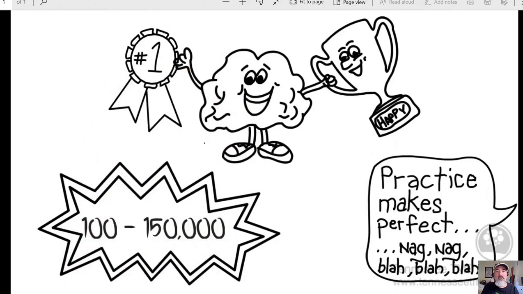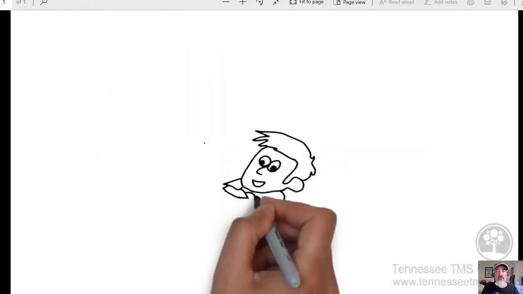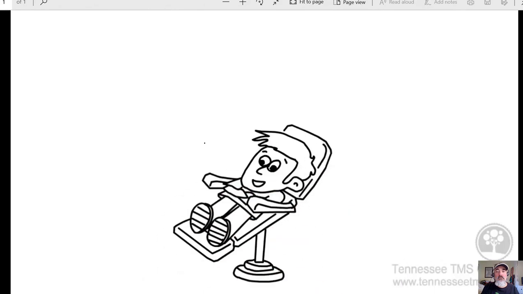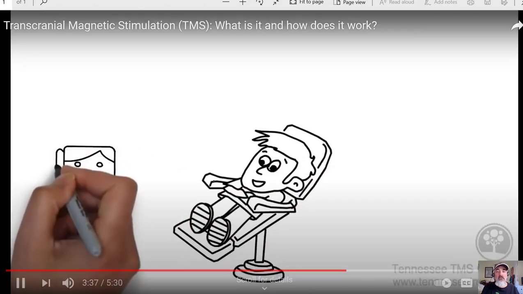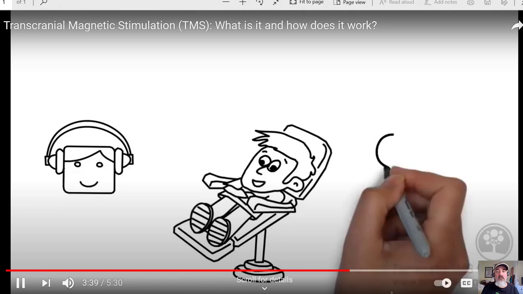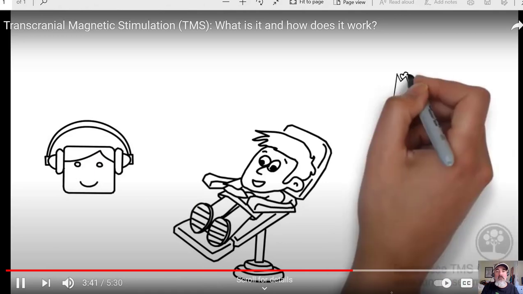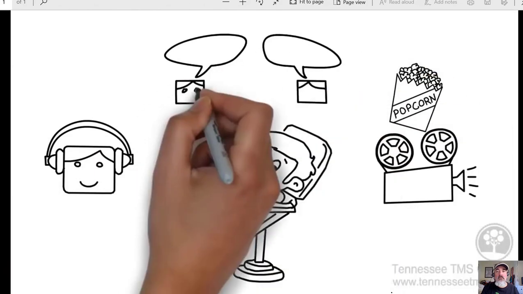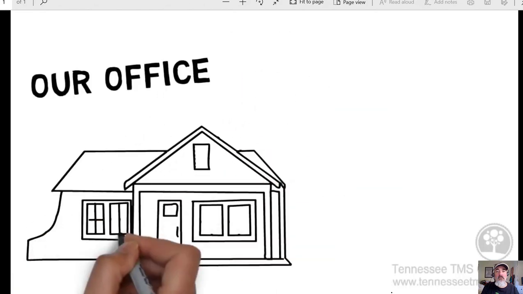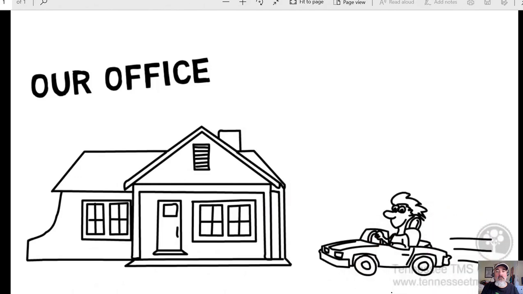TMS is a non-invasive, simple outpatient procedure. There's no anesthesia, no need for hospital stays. During the procedure, patients can listen to music, watch movies, or chit-chat like normal with family or clinical staff. Patients can drive themselves to our clinic, receive treatment, and then drive themselves back to work, school, or just go about their day as planned.